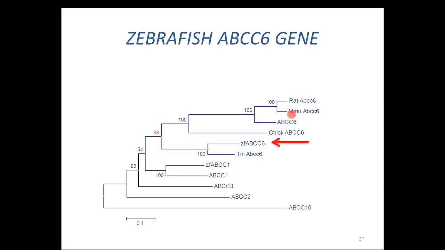And the rat ABCC6 gene and the mouse ABCC6 gene were the two closest to each other, and that made sense because rat and mice are close to each other. This is the human gene, and the rodent genes were closest to the human gene. And here's the chicken gene, and it was the next closest. And here's the fish gene, both zebrafish and then another related fish species. And those were all closer to each other than any of the other genes in the C class of ABC transporters, either in humans or in zebrafish.